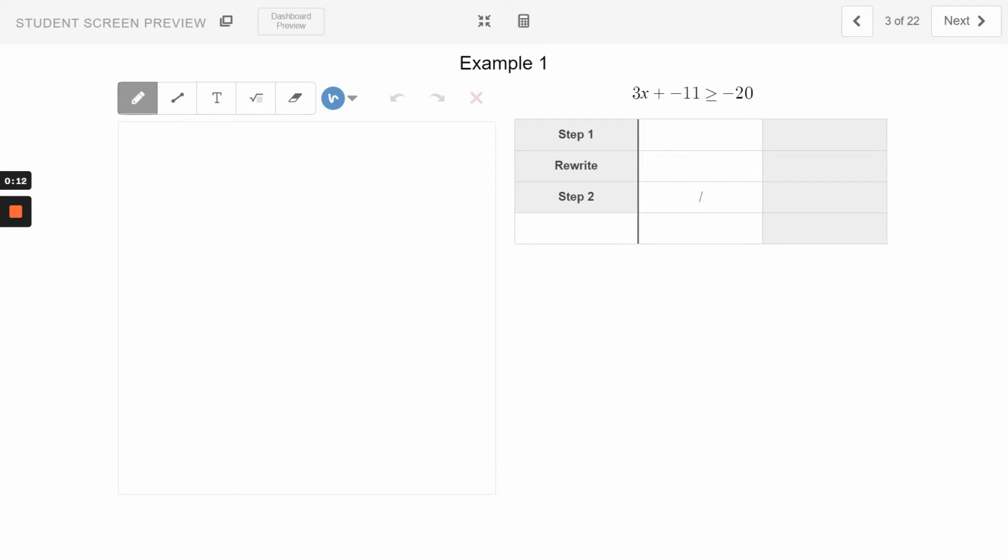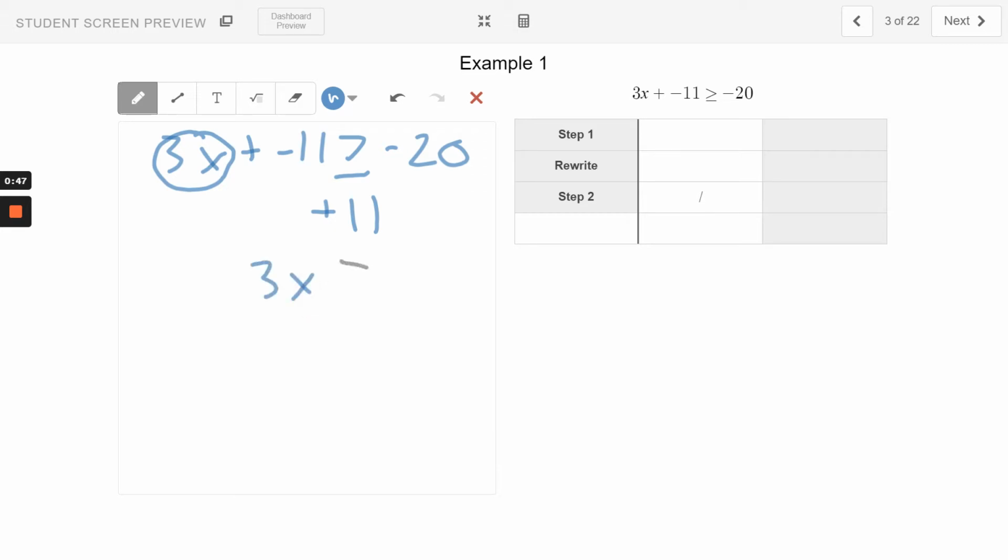The first inequality we're looking at says 3x plus negative 11 is greater than or equal to negative 20. If we were solving an equation, we would want to get 3x by itself. And we would say, what's the opposite of negative 11? That would be adding 11. So we need to add 11 to both sides. Negative 11 plus 11 is 0, so we have 3x is greater than or equal to negative 20 plus 11, is negative 9.